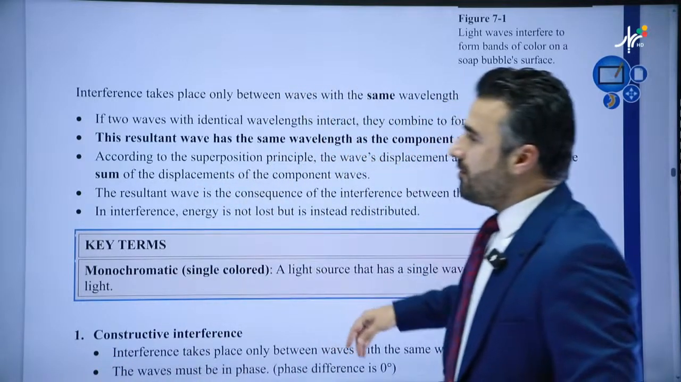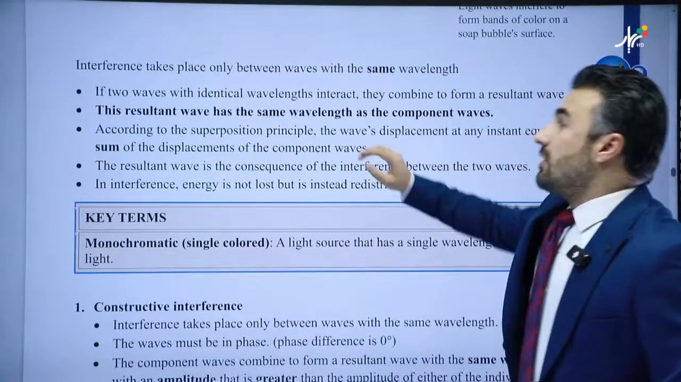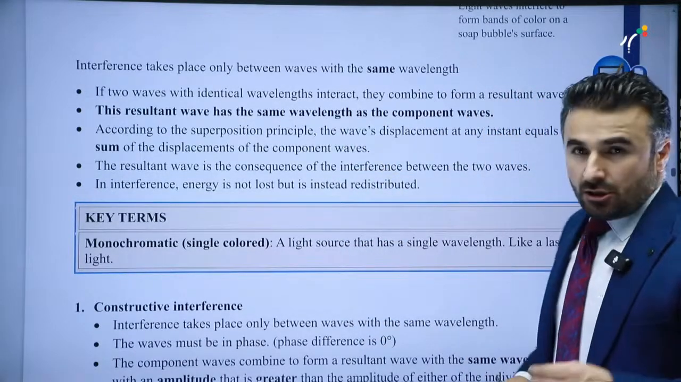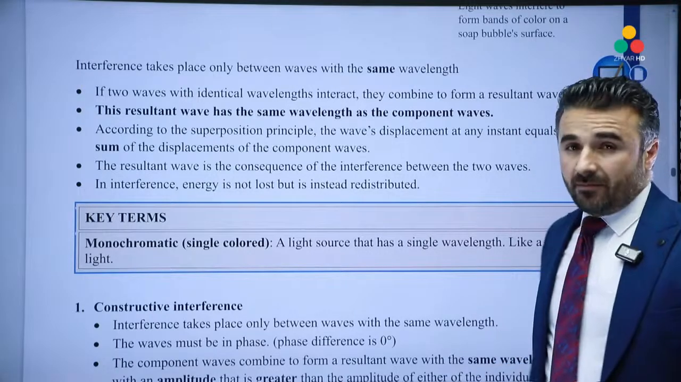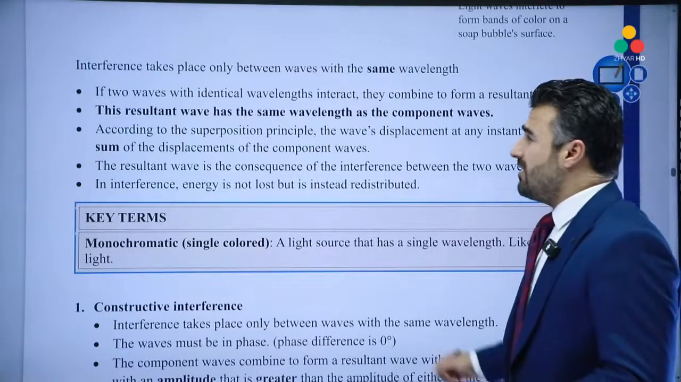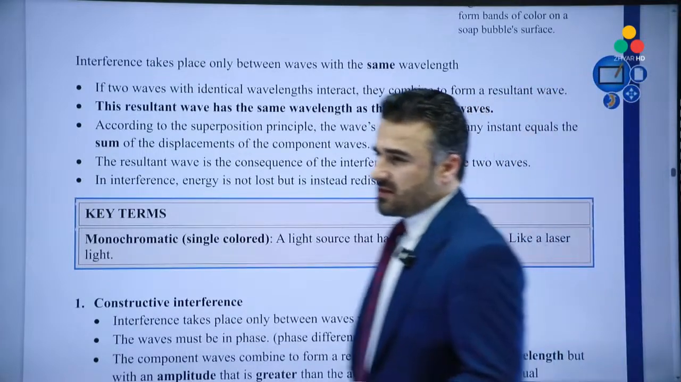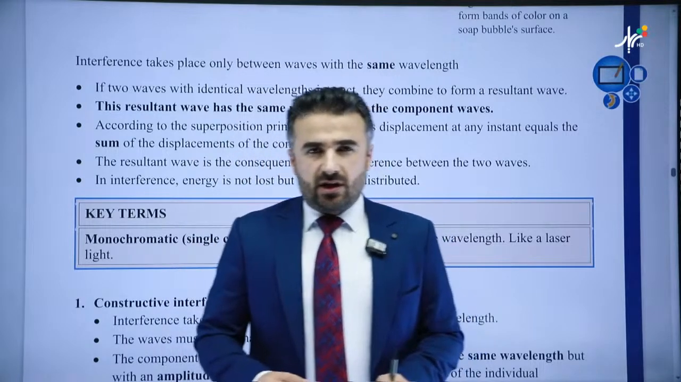So let's go through what happens exactly when two waves interfere with one another. If two waves with identical wavelengths interact, they combine to form a resultant wave. And that is what we have learned before. The resultant wave has the same wavelength, and this is something very important. So one thing to note is this one here.